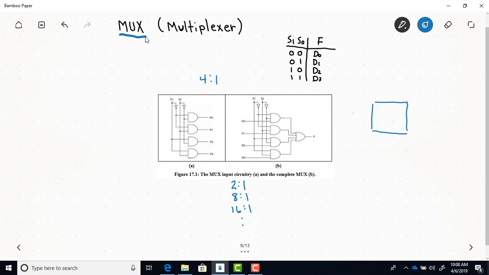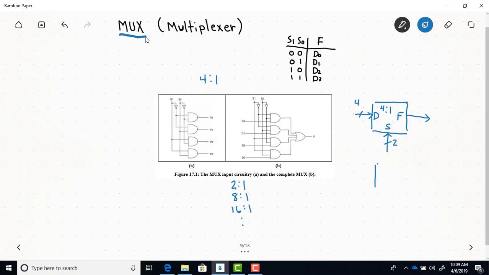So these are the logic diagrams. The schematic diagram for a MUX, a 4-to-1, would look like this, where you have 4 inputs. Typically they're labeled D, but they don't have to be. They can use other variables sometimes. And 1 output, which is typically F. And then you also have select lines. Okay, and for a 4-to-1 MUX you would have 2 select lines.